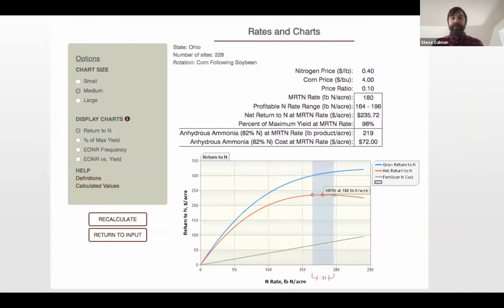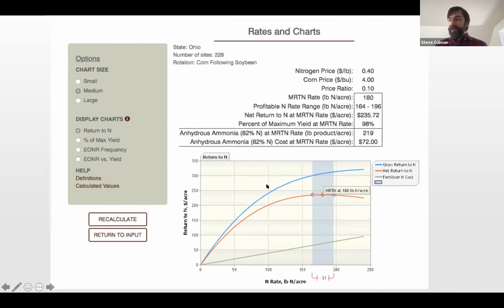So here we selected that we're paying 40 cents a pound for nitrogen, and we're getting $4 a bushel for corn. Okay. When it does that, it spits out an MRTN, a recommended maximum return to nitrogen. That's at 180 pounds, and it encompasses this range of 160 to 196. Okay.